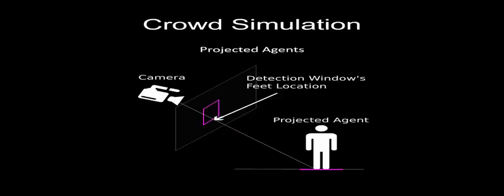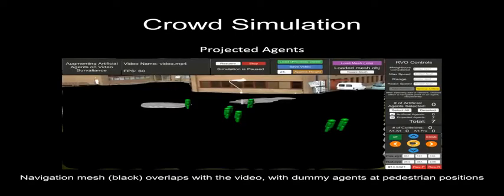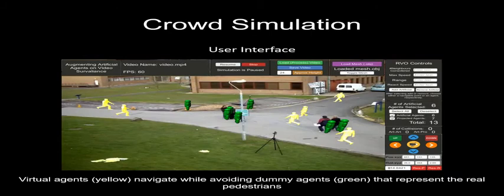We project the pedestrians by sending a ray from camera to navigable mesh. The height of all agents in the simulation is determined by the average height of the detection boxes in the 3D scene. The 3D camera looks at the navigation mesh, so that it overlaps with the navigable regions of the input video. We place dummy agents, visualized with green, in place of the real pedestrians, to be used in collision avoidance. We provide an extensive user interface to the user to add and control the artificial agents in the video. Virtual agents, shown in yellow, avoid the green dummy agents while walking towards user-defined destinations.